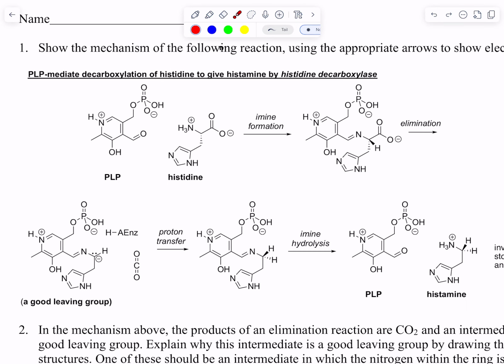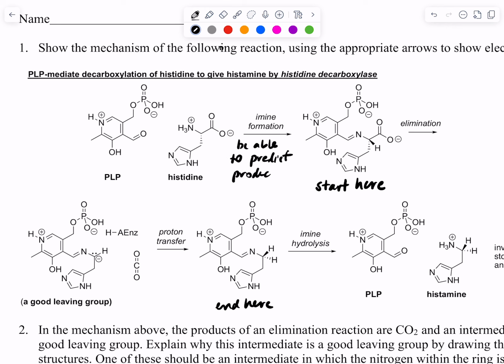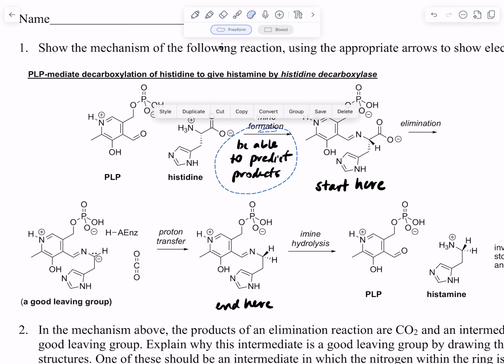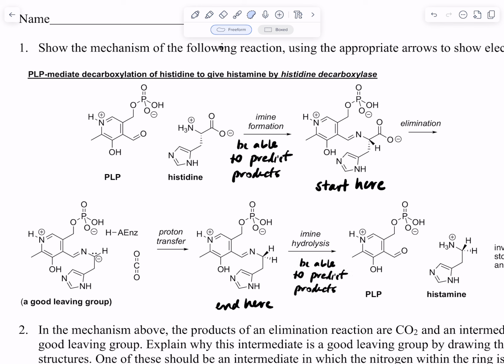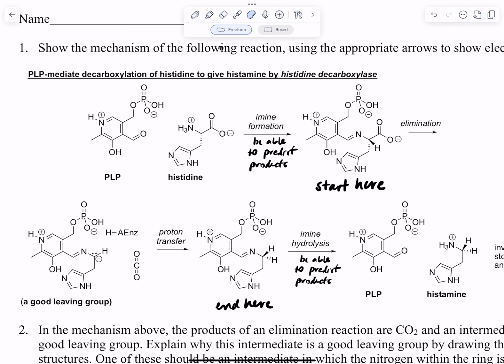I want you to start here, because again, you don't have to know about imine formation. I just want you to start here, show the decarboxylation mechanism, and then show the proton transfer, and you're going to end here. I expect you to be able to predict the products of imine formation. I also expect you to be able to predict the products of imine hydrolysis, but don't worry about the mechanisms of those reactions. If you want to see it, I can show it to you sometime, or you can come to my office and talk about it, but I'm not going to ask you to do that here. All right, go ahead and get started.